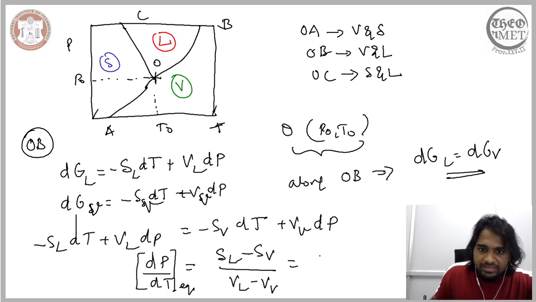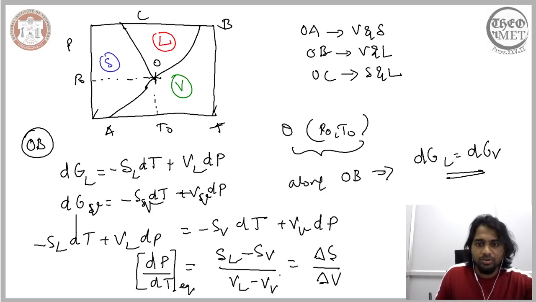So this will yield a difference, so we are essentially considering dP by dT. This is nothing but this ratio here: the change in the entropy over the change in the corresponding volume.